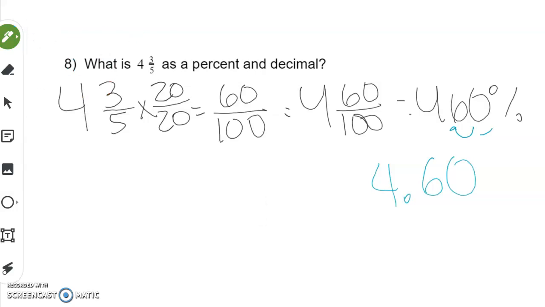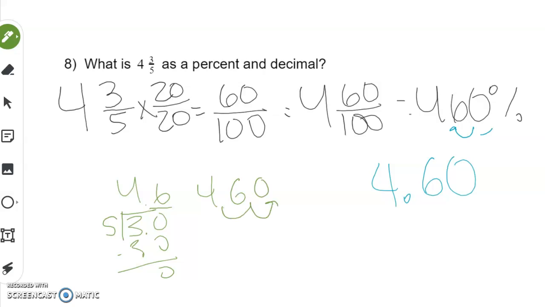I could also do these different ways. I could always choose to divide if I wanted to, and I could take the 3/5 and divide that out. 5 doesn't go into 3, but it would go into 30 6 times, and that would be exact. And then I would add my whole number back in to get 4.6. And then from there, I could turn my decimal into a percent by moving the decimal place 2 spots to the right.